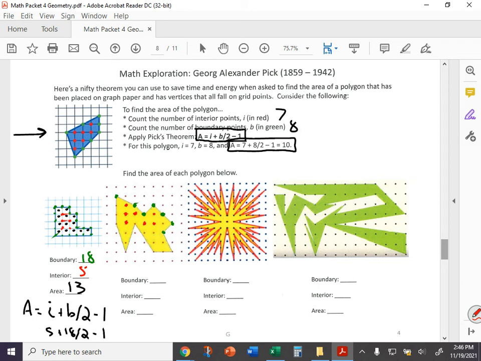Got a couple other more fun ones for you to do there. Pick's Theorem. I'm so glad I picked it.